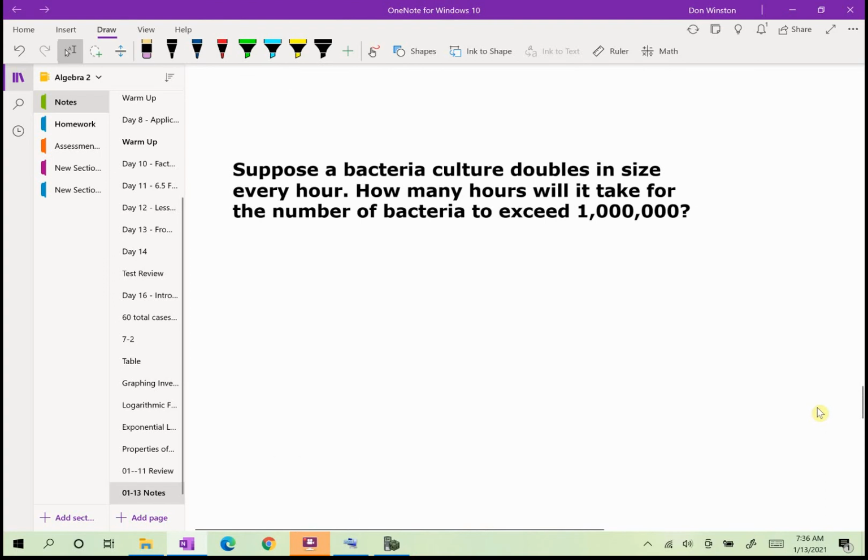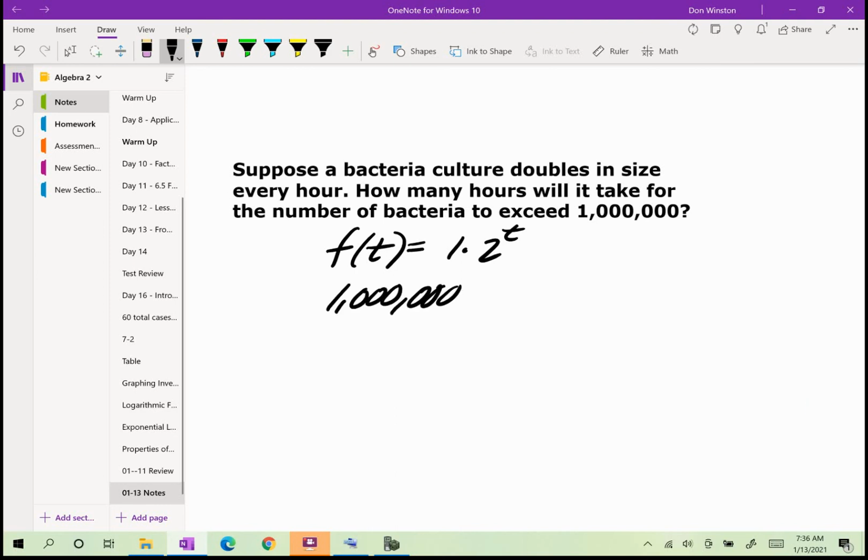So suppose the bacteria culture doubles in size every hour. How many hours will it take for the number of bacteria to exceed 1,000,000? Okay. So before today, the only way we would be able to answer that is to use decimals. So it doubles in size. So I'll just say the initial amount is 1, and then it doubles in size. So my multiplier is 2 raised to the t. So we want to know when f of t is 1,000,000, how long it's going to take for the number of bacteria to exceed 1,000,000. So 1,000,000 equals 2 raised to the t.